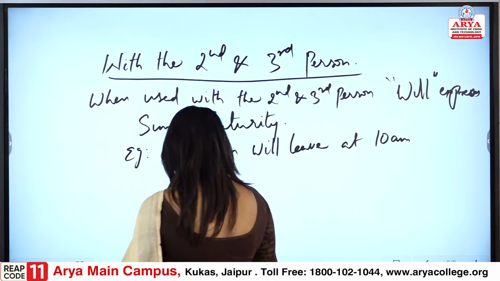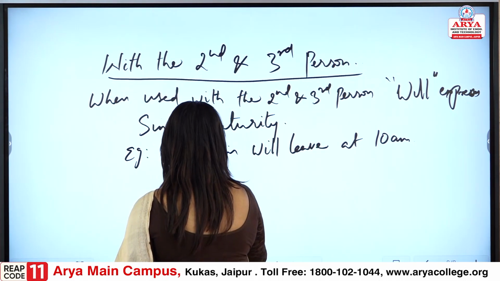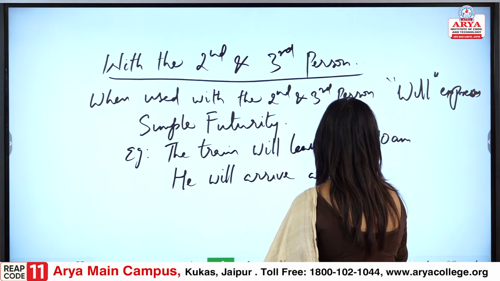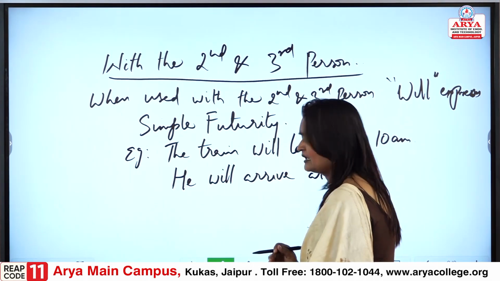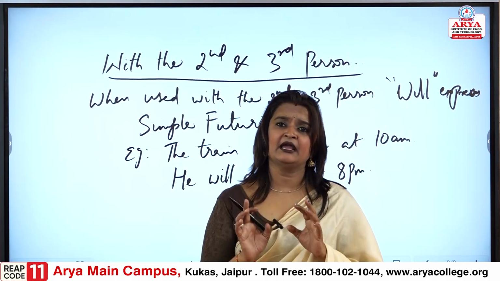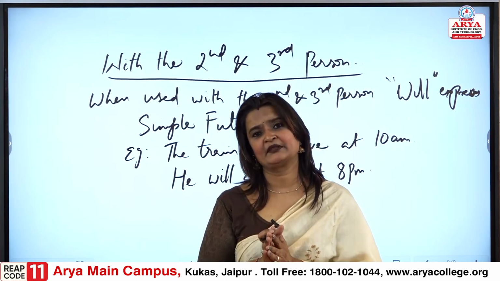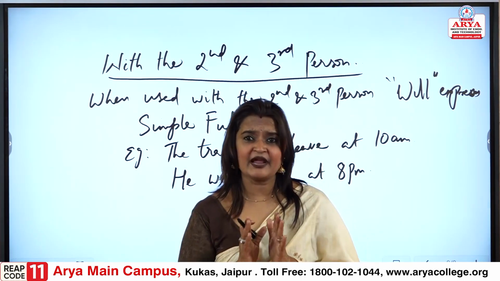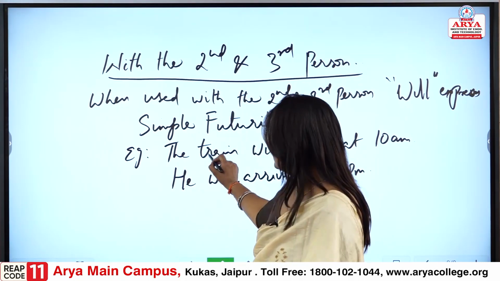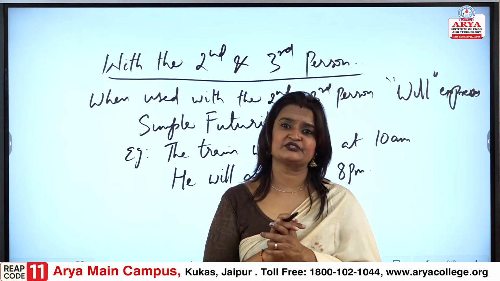Next, one more example let me give. He, third person, will arrive at 8 o'clock, or he will arrive by 8 o'clock. So, we are sure that by 8 he will be here. Fine. So, again it is for the second or third person; for the third person that we have used, and for the second person, will can be used.